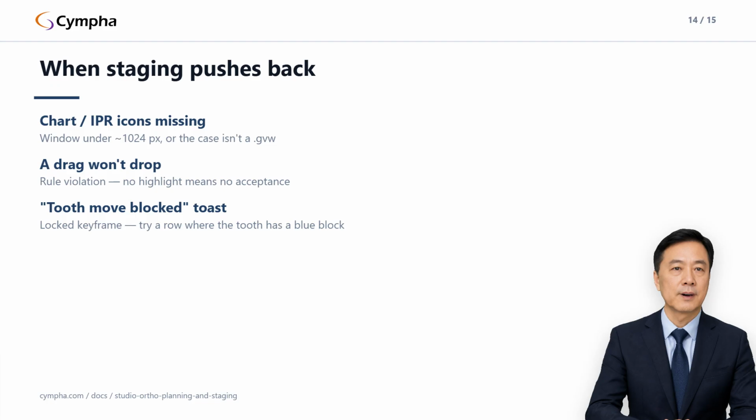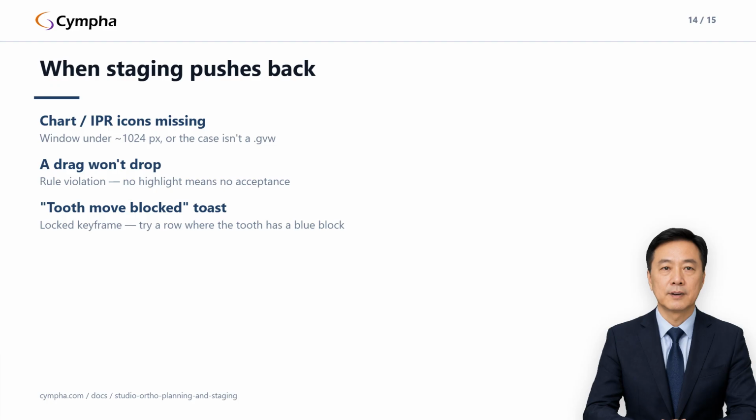Third, you double-click a tooth and get a tooth move block toast. Policy at that step forbids manual adjustment, usually because it's a fixed keyframe, or a step that doesn't own that tooth's transition. Move to a different step, try a transition row where that tooth actually has a blue block, and try again.